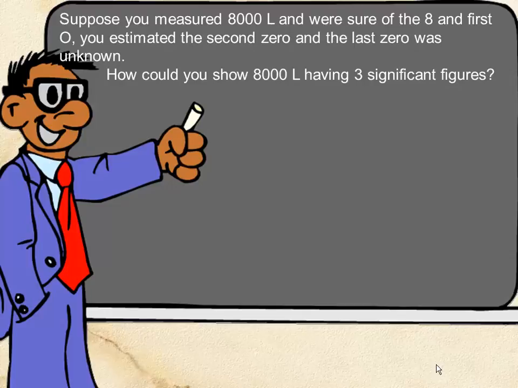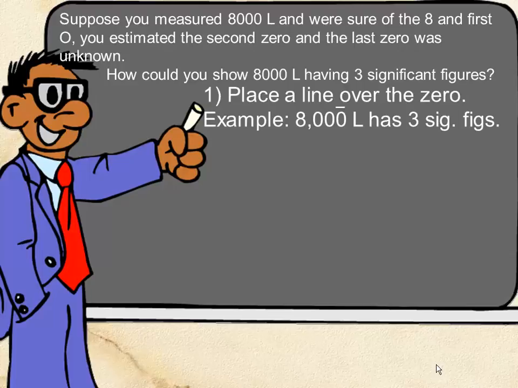Alright, suppose you measured 8,000 liters and were sure of the 8 and the first 0. You estimated the second 0 and the last 0 is unknown. How can you show 8,000 has 3 sig figs? You can place a line over the 0.